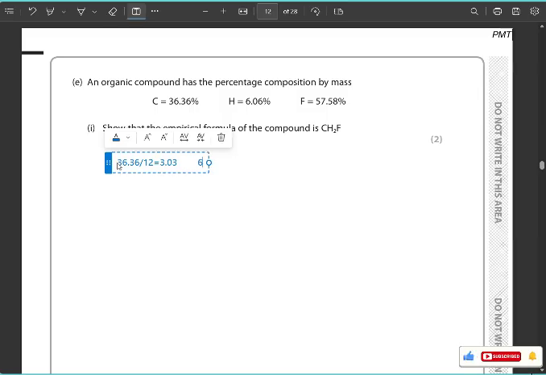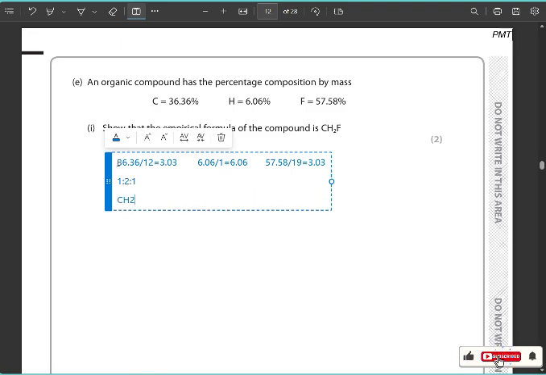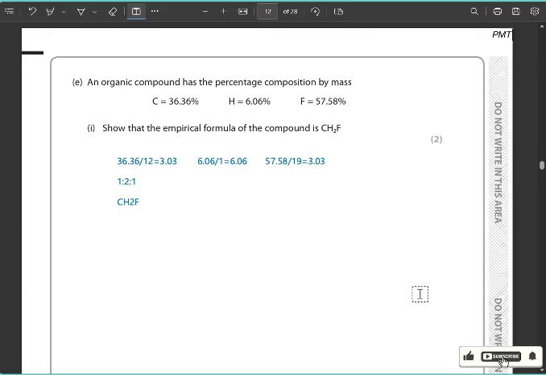And the next one, hydrogen, 6.06 divided by 1, equals 6.06. And fluorine, 58.58 divided by the molar mass 19, equals 3.03. And the ratio of carbon, hydrogen, and fluorine is 1 to 2 to 1, and it means CH2F. And that's all.